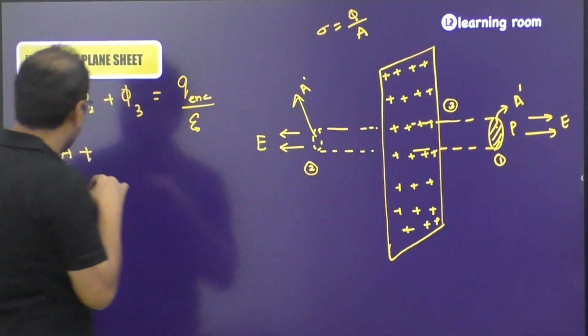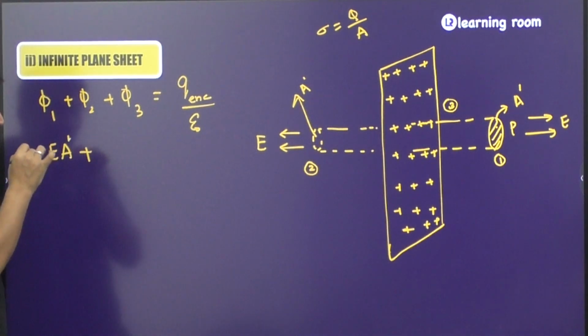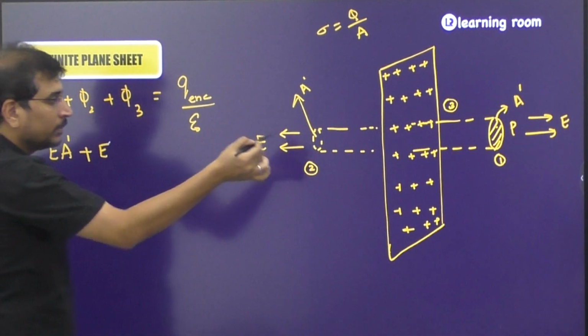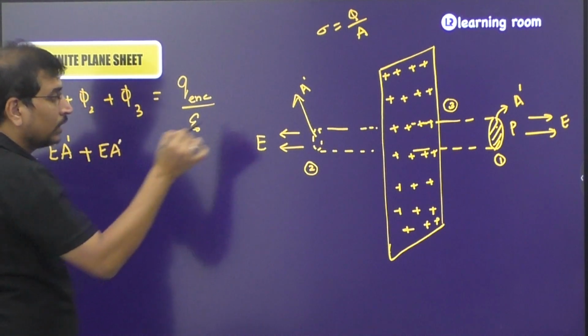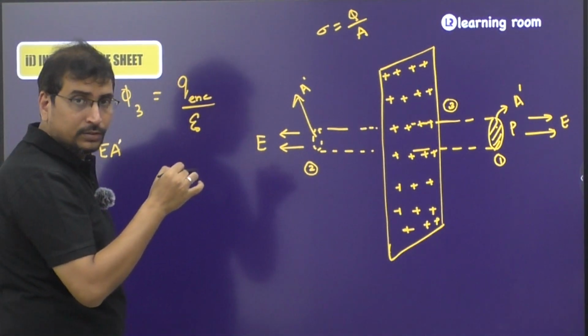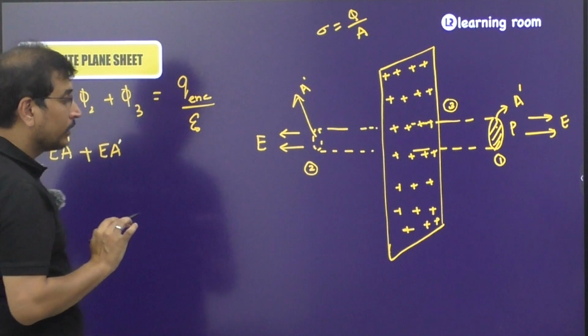What about this surface? E into A dash. So I'm just replacing it with A dash. So E into A dash. Here how much is going to be? E into A dash cos 0, right?